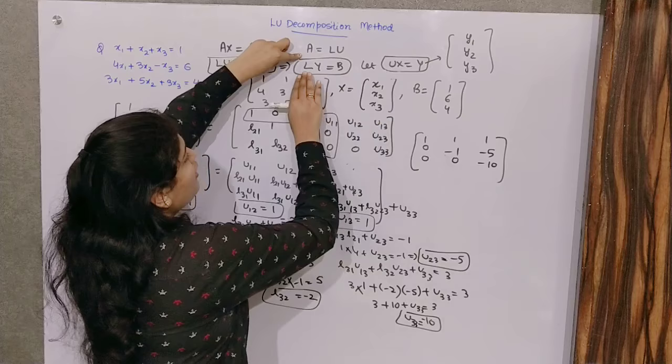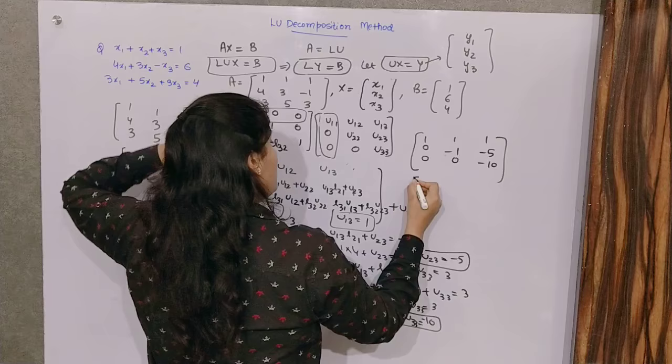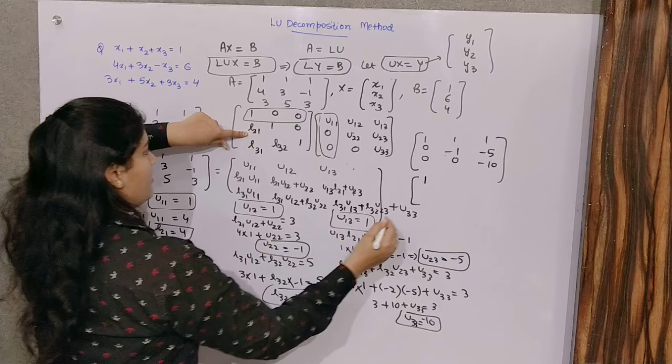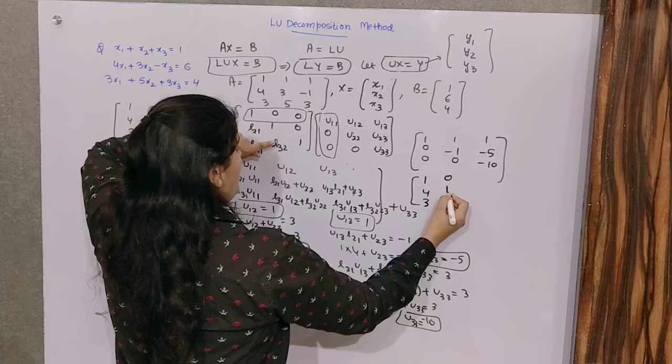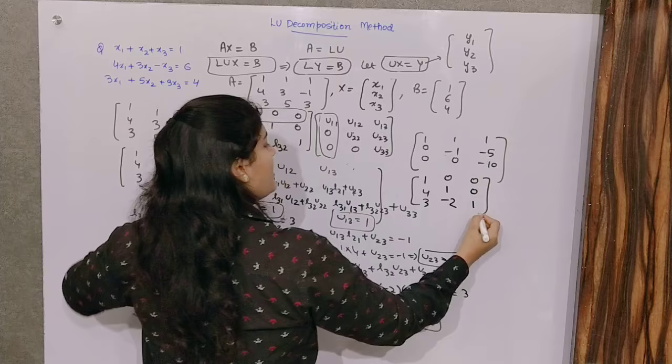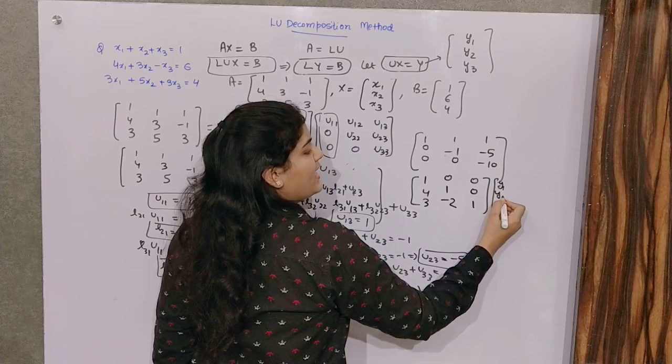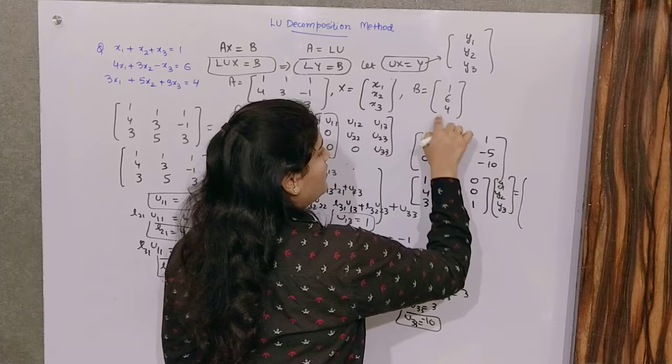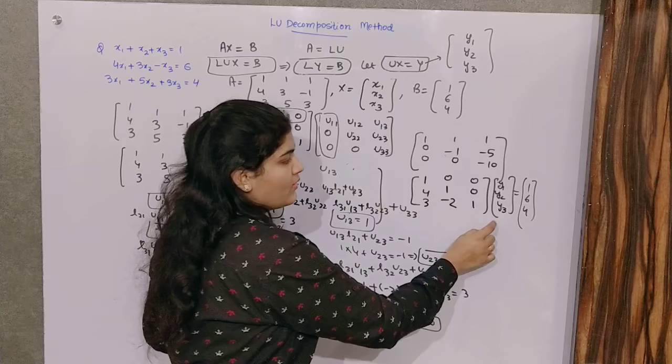So now your equation is LY equals B, right? So what is your L? 1, L21 is 4, L31 is 3, 0, 1. L32 is minus 2, 0, 0, 1. This is your L. Your Y, Y1, Y2, Y3, is equal to B, which is 1, 6, 4. So from here you can find out the values of Y1, Y2, Y3.